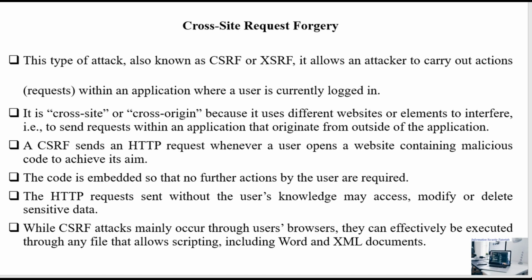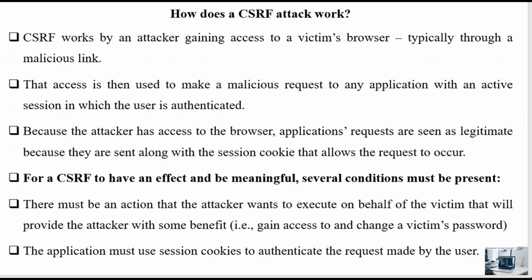CSRF operates by dispatching an HTTP request whenever a user visits a website that contains malicious code. The code is embedded in such a way that it does not require any additional actions from the user. These surreptitious HTTP requests can access, modify, or delete sensitive data without the user's knowledge. While CSRF attacks primarily occur through web browsers, they can also be executed through any script-enabled file, including Word and XML documents. So, how does a CSRF attack work?